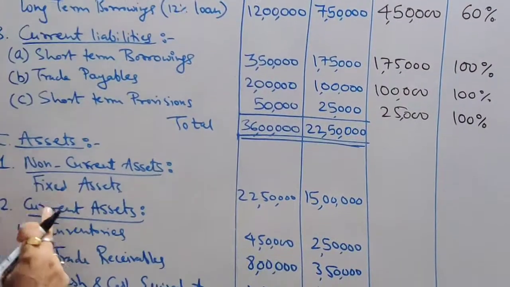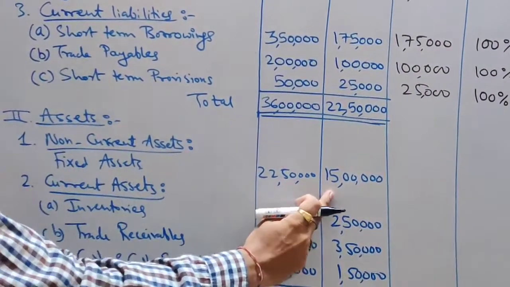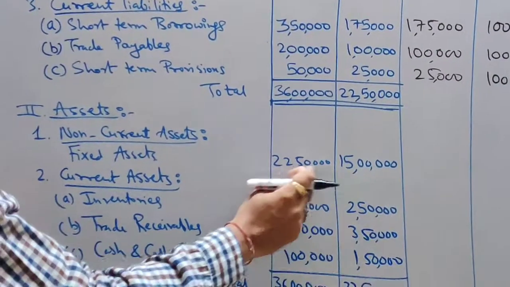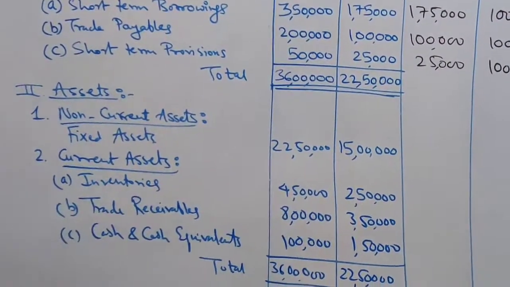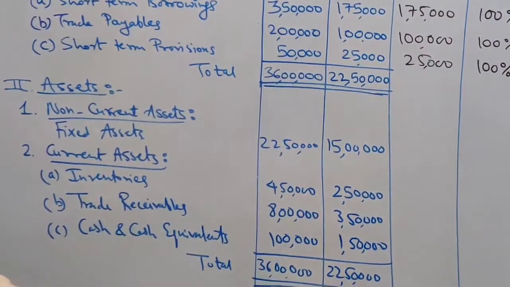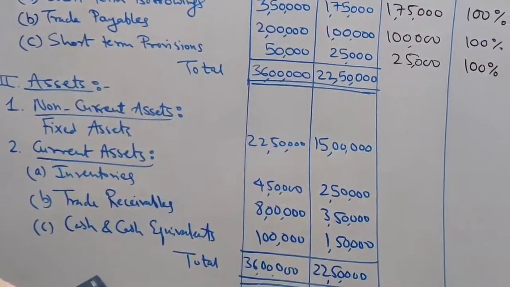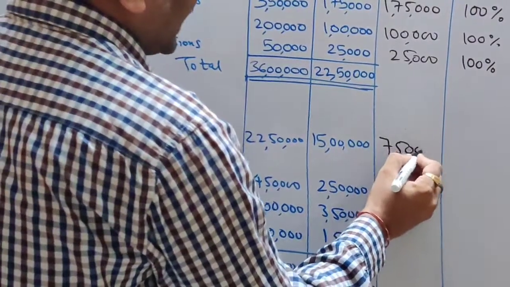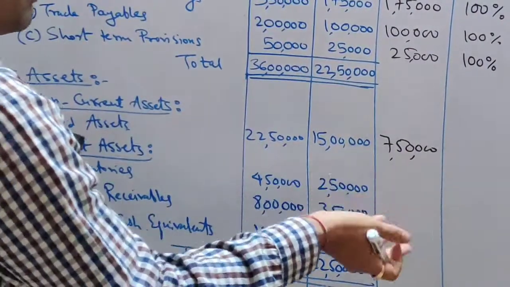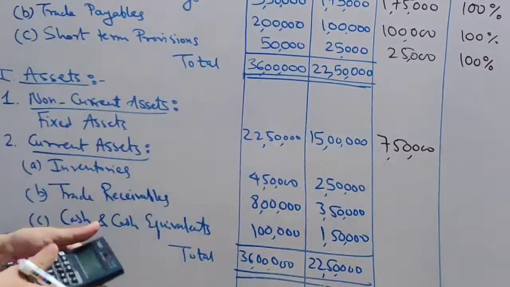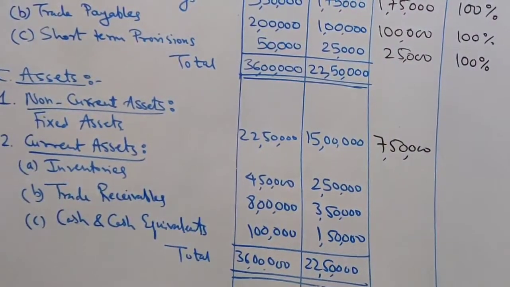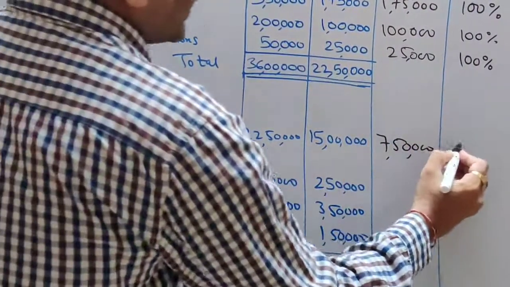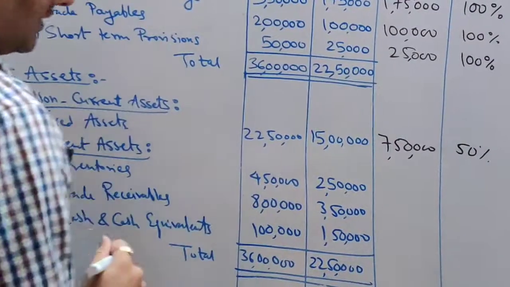Last year you were having fixed assets of 15 lakh. This year your assets got increased by what amount? Let's check. 22,50,000 minus 15 lakh. It got increased by 7,50,000. How to find percent? This amount divided by 15 lakh. So divide by 15 lakh, answer is 50%.